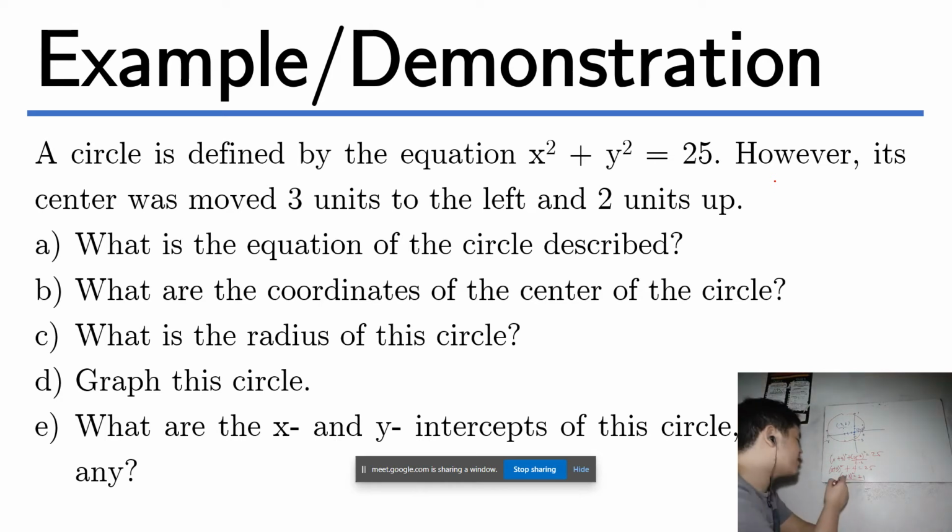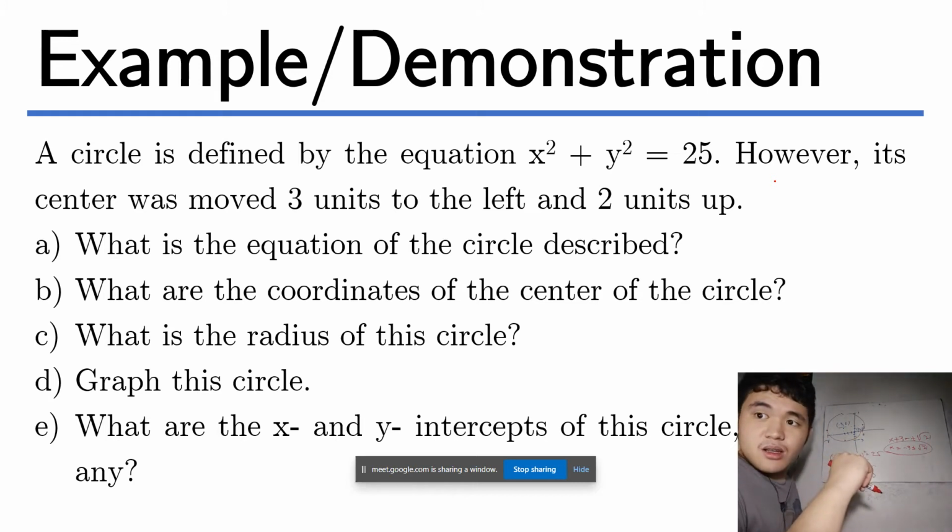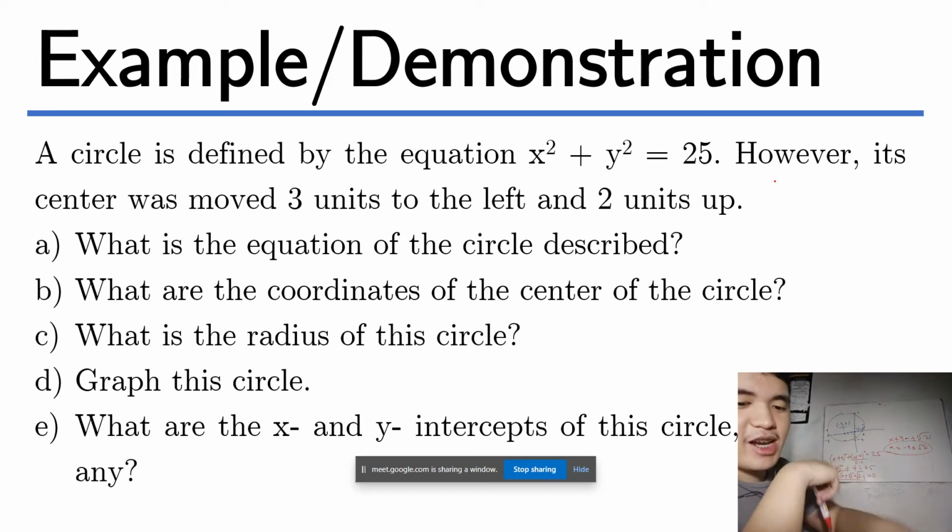So, we take the square root of both sides. x plus 3 equals, dahil dalawa siya, no? Plus minus square root of 21. So, x equals negative 3 plus minus square root of 21. Those are our x-intercepts, no? So, ayan. Sa grade 9, expect na maraming mga ganyang numbers, no? Yung medyo pangit.